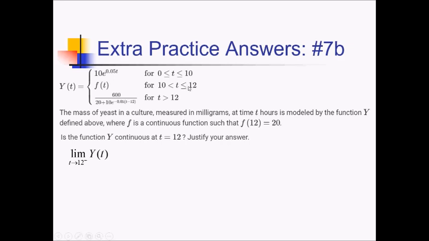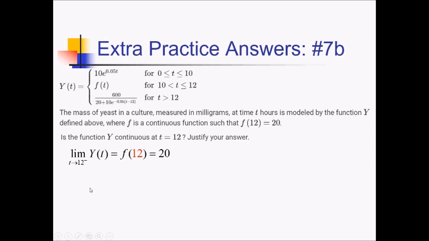So when I'm doing this, I'm basically plugging 12 into this rule, which means I'm doing f of 12. Well, what is f of 12? We don't really know much about f except for the fact that it's continuous, so the limit of f and the function value of f are the same, and that f of 12 is 20. So that means that this quantity here is exactly 20.